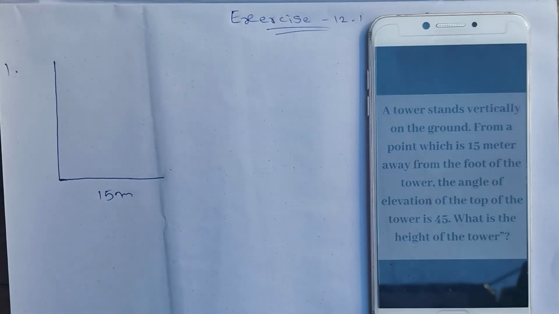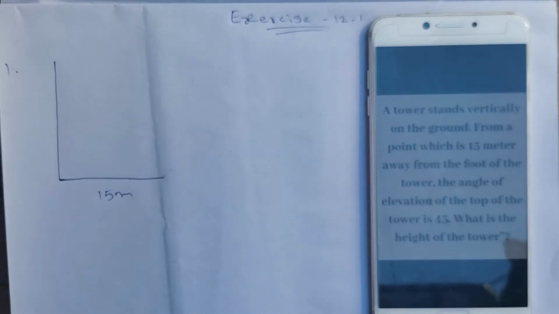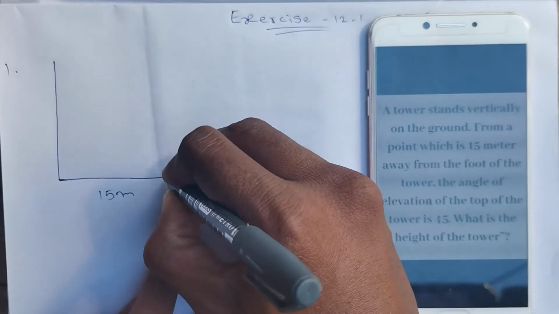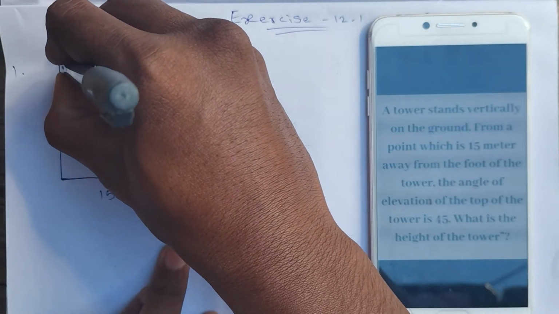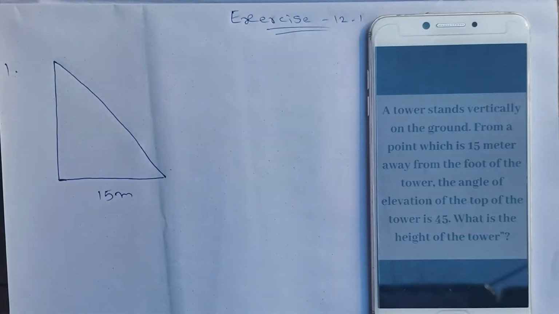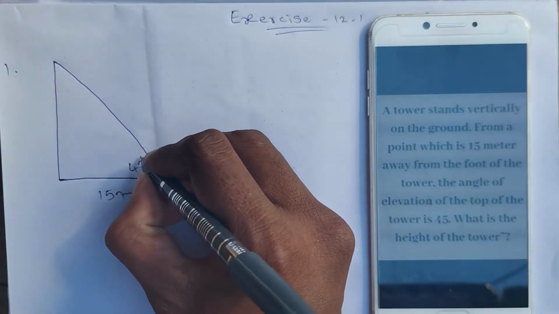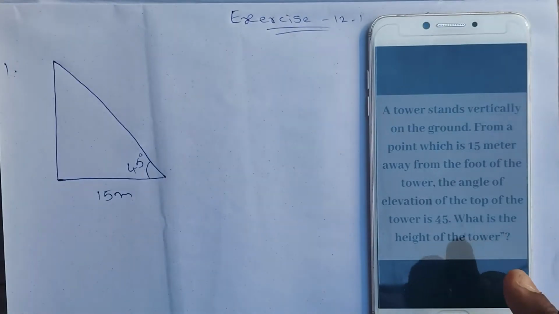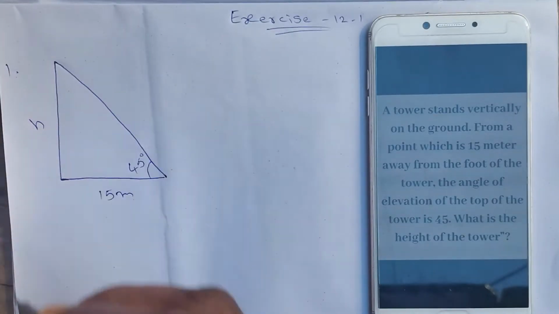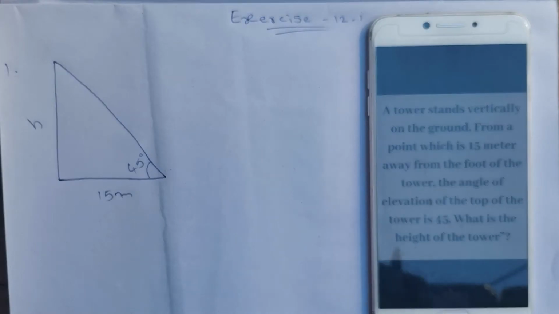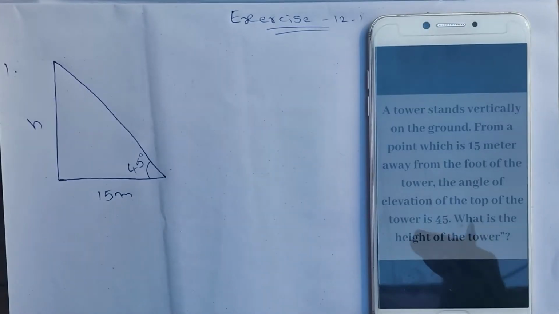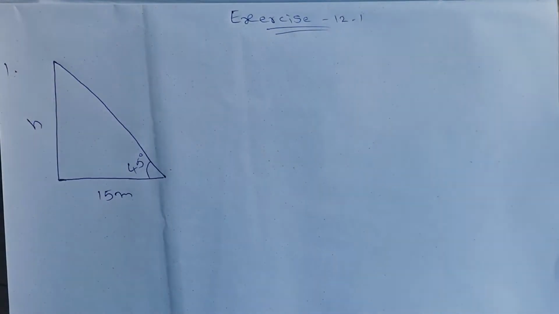Angle of elevation means from the bottom he is observing towards the top side. So from this point he is observing the top of the tower, and he clearly mentioned that this angle of elevation is 45 degrees. Then he is asking to find the height of the tower. So this height we need to find out. In these applications of trigonometry, if we can draw the figure perfectly, we will get the answer correctly. Okay, now come back to our question.